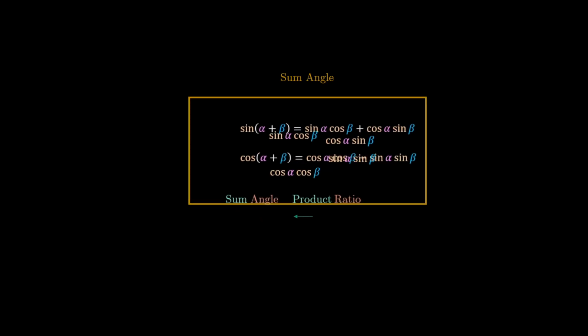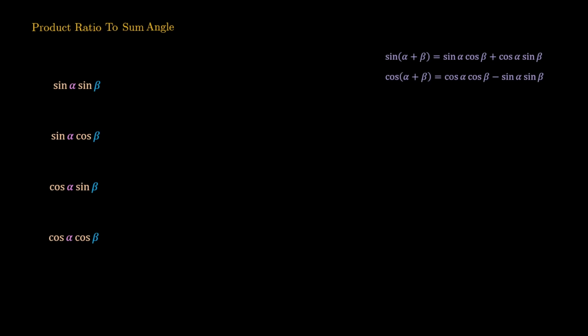So let's do that for 4 possible cases: sine alpha sine beta, sine alpha cosine beta, cosine alpha sine beta, and cosine alpha cosine beta. For reference, I left the sine sum angle and the cosine sum angle formulations on the top. If we take a look at the sine sum angle, we can isolate for sine alpha cosine beta, and we can also isolate for cosine alpha sine beta. So in doing that, we have this and we have this.